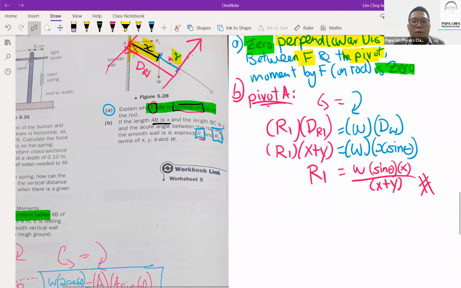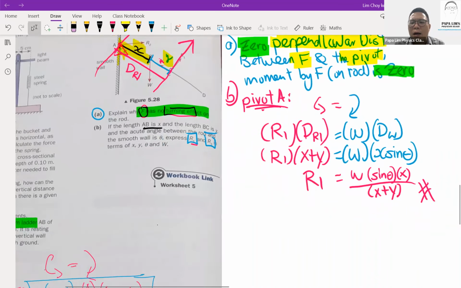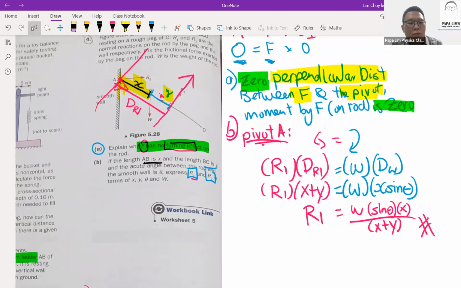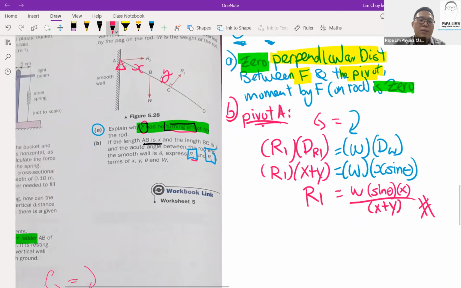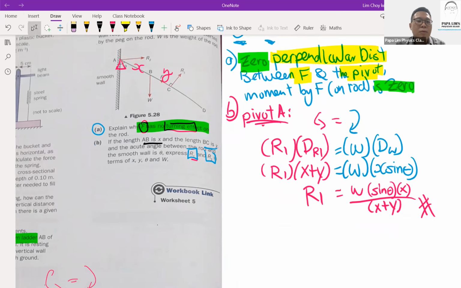Now, if you look at the approach for R1, I actually cannot get R2. There's no way I can get R2 in the equation if I continue to take pivot at A. If I take pivot at A, there's no way I can get R2 inside my equation because R2 is at the pivot, which has no moment. So what I do now is instead of taking moments at A, I shall take moments at C, sorry. So let's take moments at C.